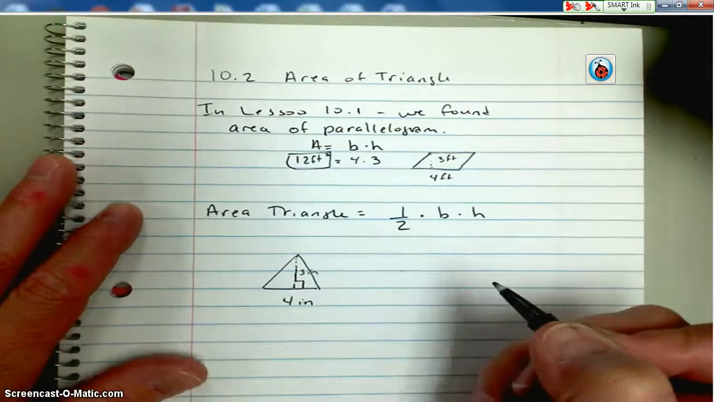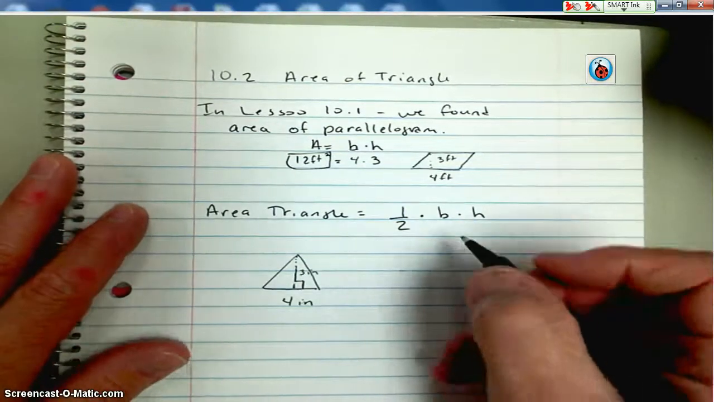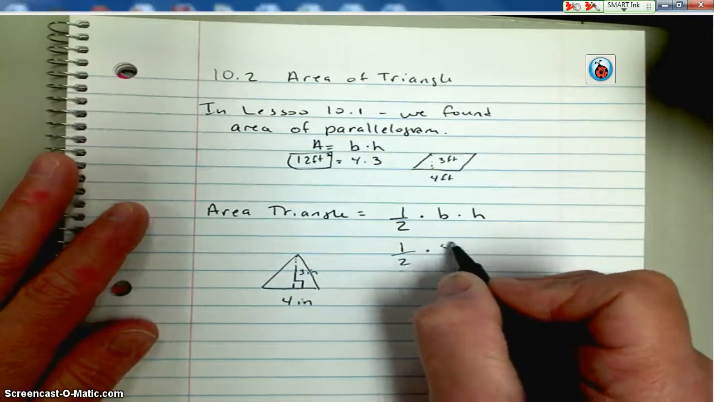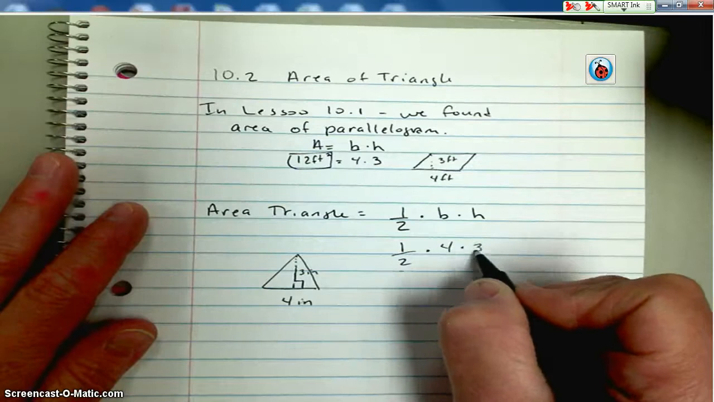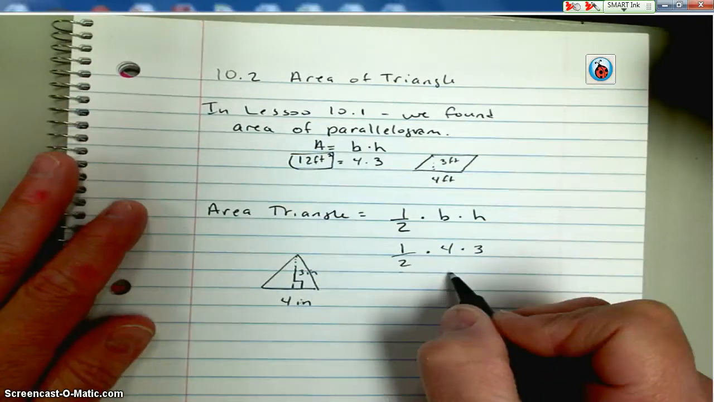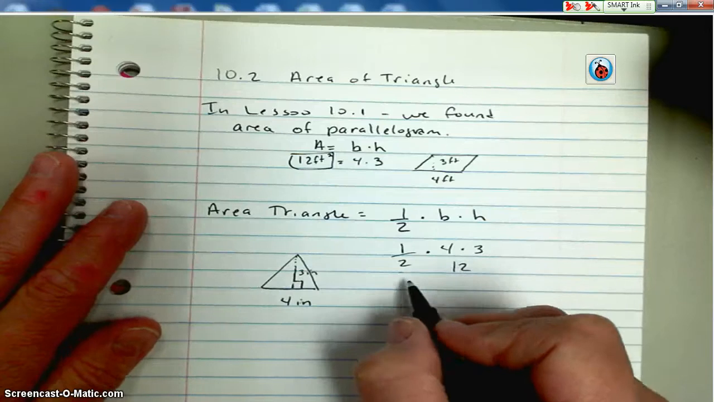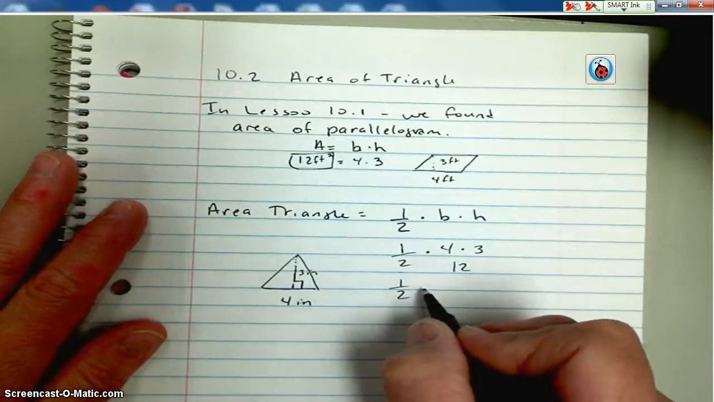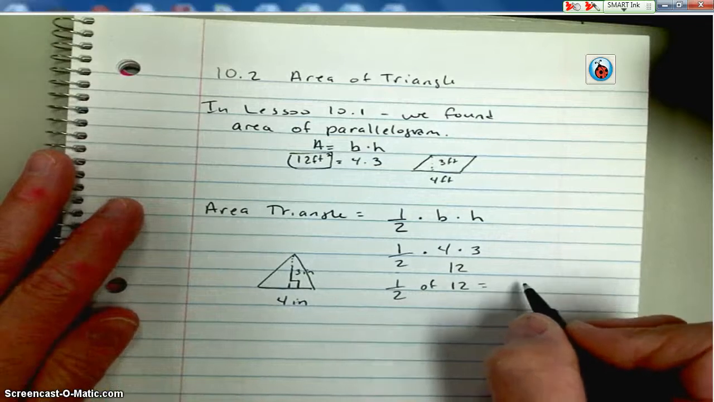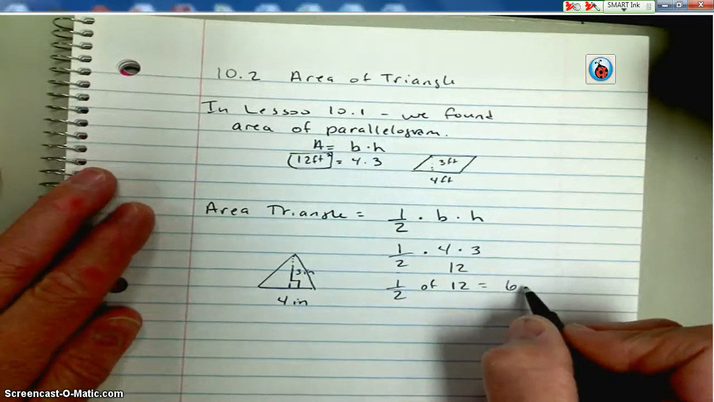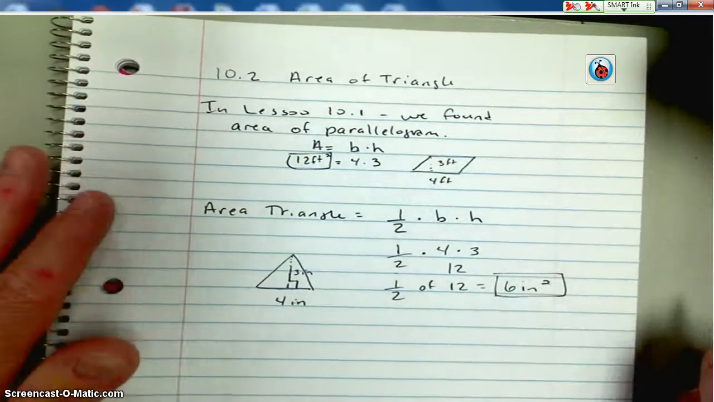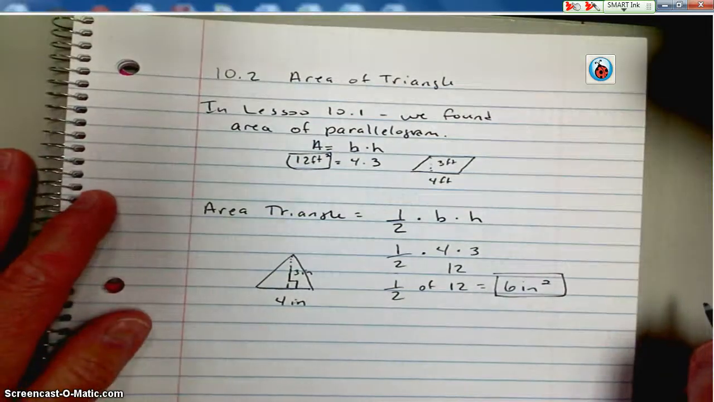of 3 inches, we're going to use this formula to calculate 1/2 of the base, which is 4 inches, times the height, which is 3 inches. So our base times height is 12 inches. And we're going to multiply that times half, so 1/2 of 12 is equal to 6 inches squared. And that label makes sure that we know that we're talking about area.